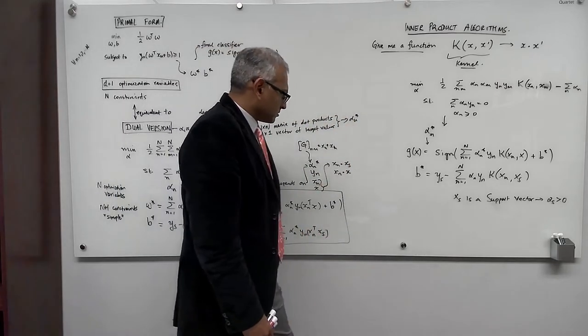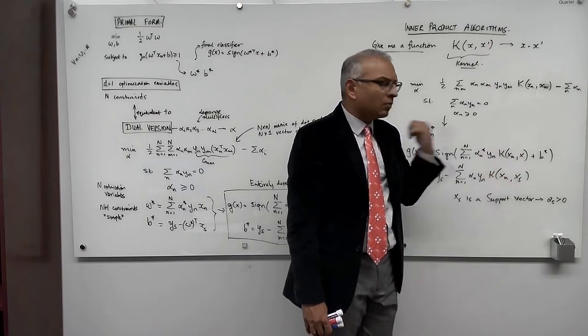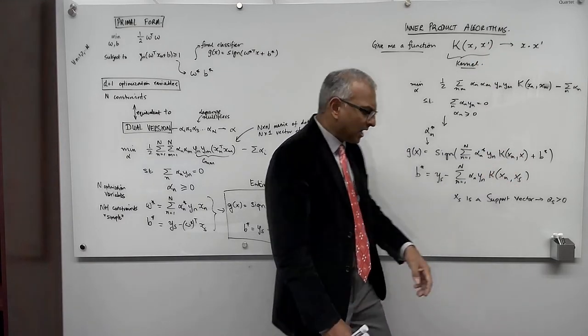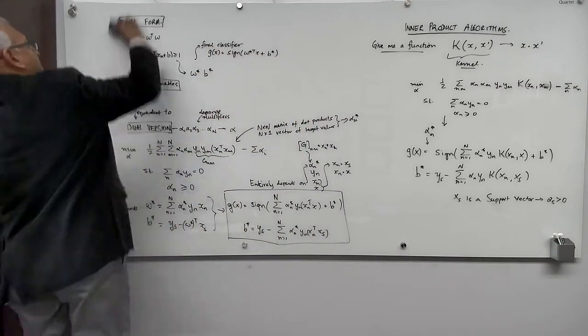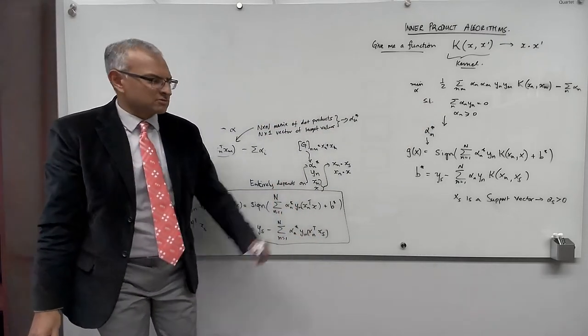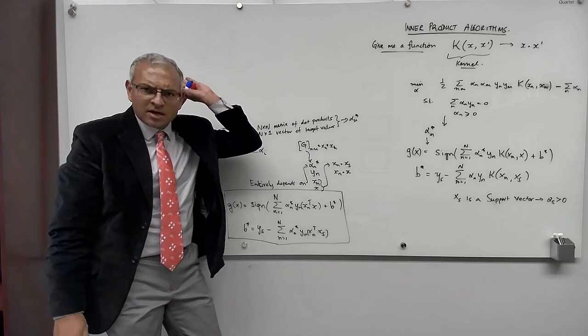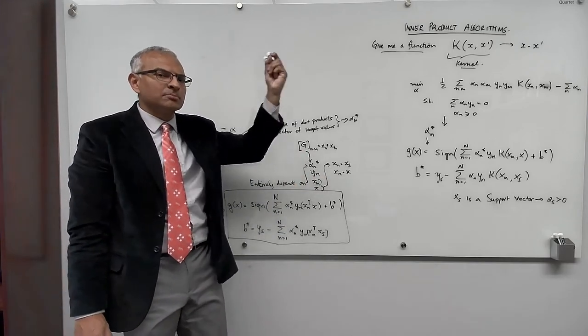And this dot product is just the dot product in whatever space you're in. Okay. So now let's look at what happens. So let me erase this. Such algorithms are called inner product algorithms. By the way, everything I'm about to discuss applies to any inner product algorithm, an algorithm that only needs the ability to compute dot products.